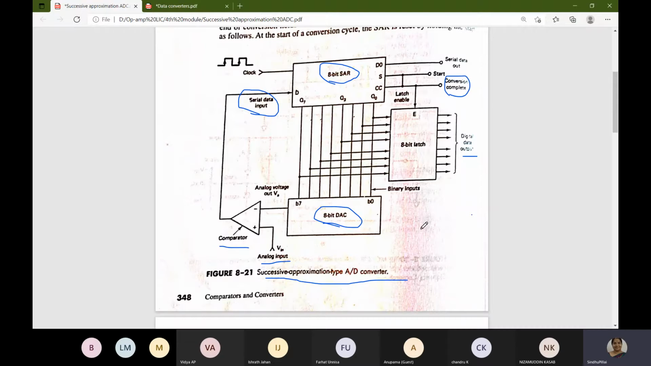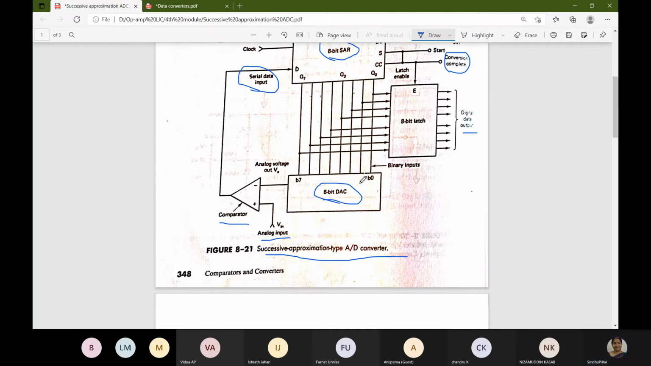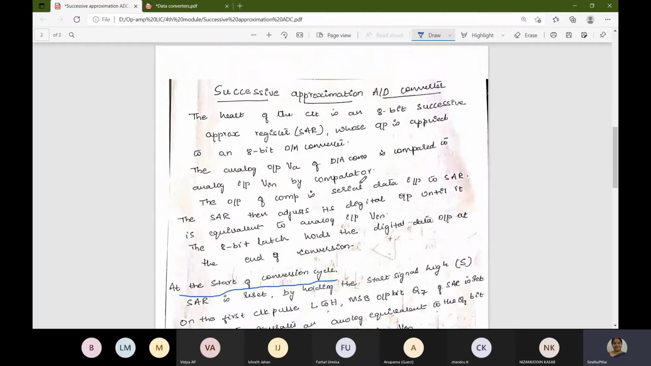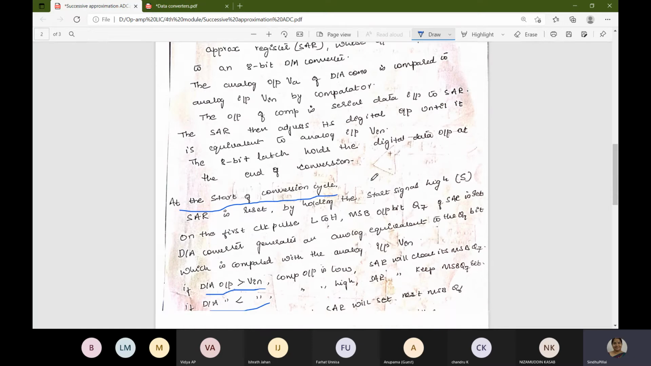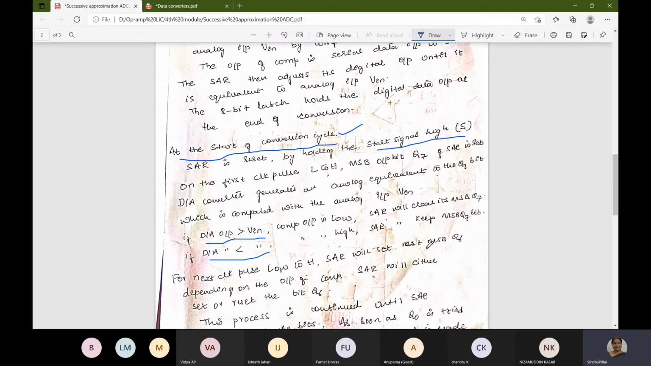Now we'll see how this works. Okay, before that I will tell you, the analog output VA of the D2A converter is compared to the analog input by the comparator. So first we'll see the start of the conversion cycle. First what it will do, the SAR is reset by holding the start signal high. So conversion is started, and to indicate that, the signal should be high.